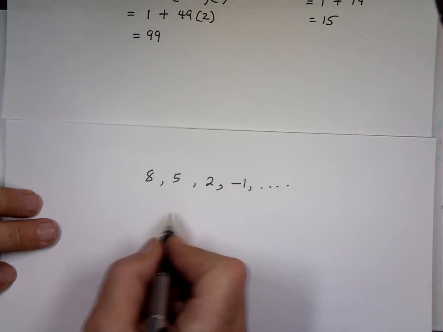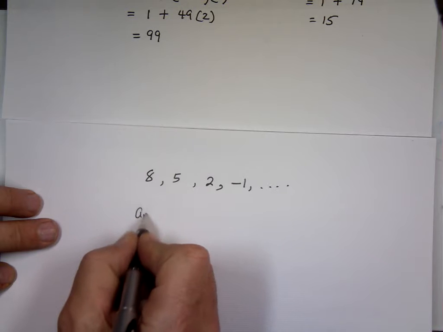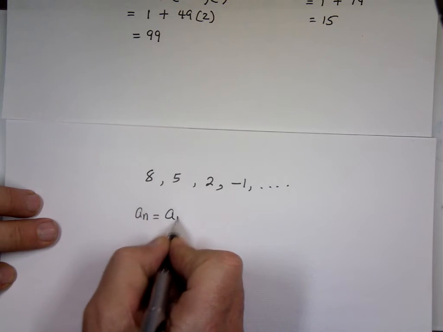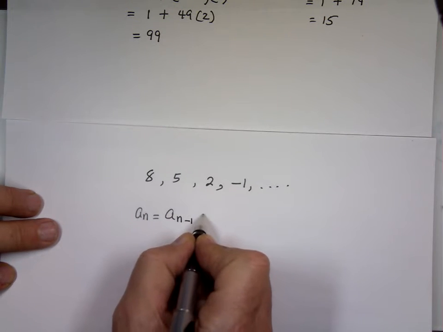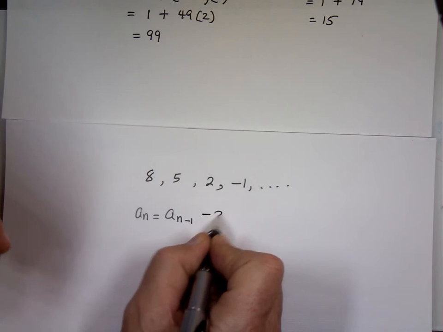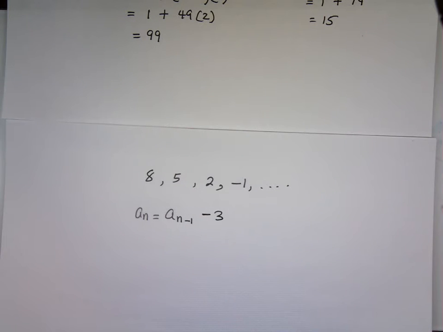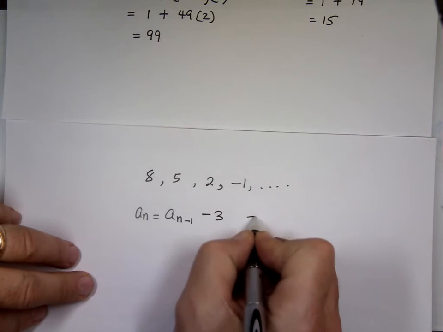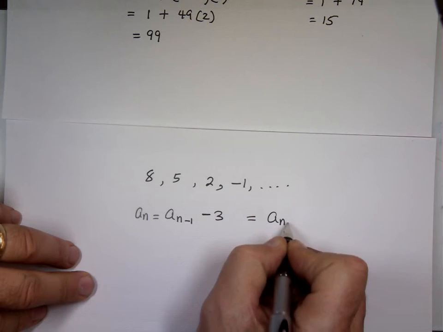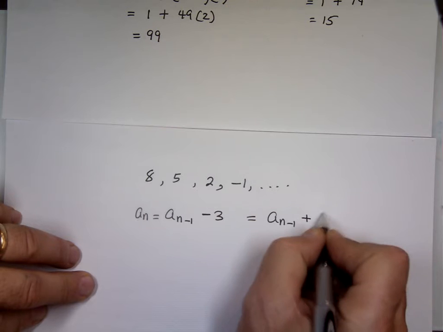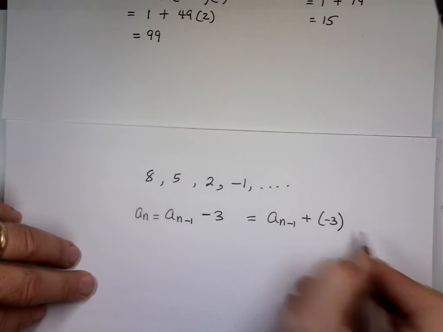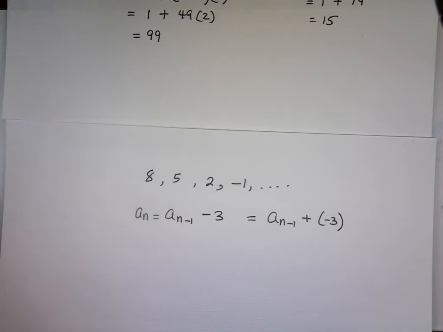You notice now that the next number is what? The one before it, add to it or subtract 3. Or add the negative 3 if you want to use addition. You can say minus 3, or you can say it's the previous one plus a negative 3. You're adding a negative 3 to it to get the next number and the next number.